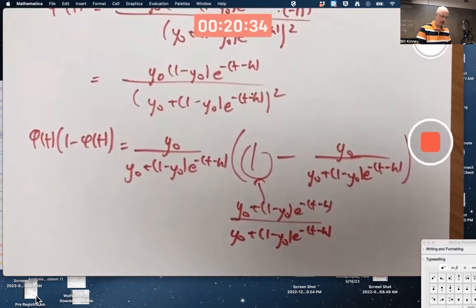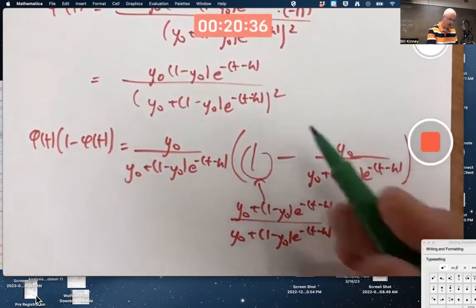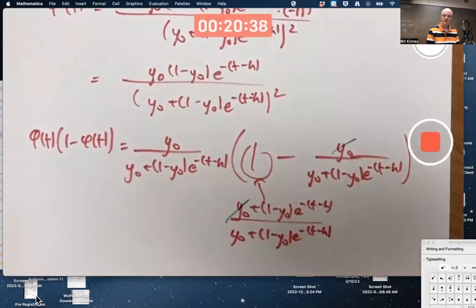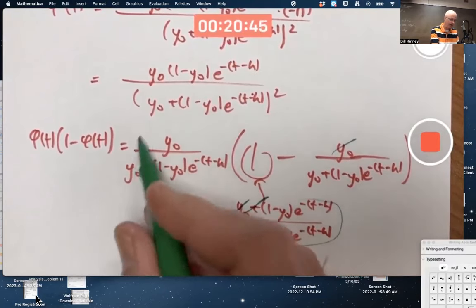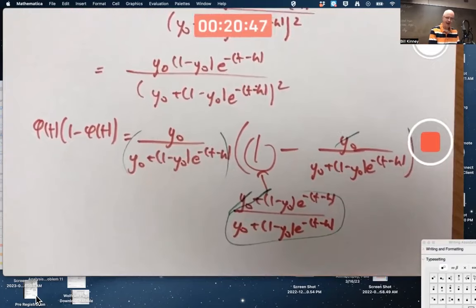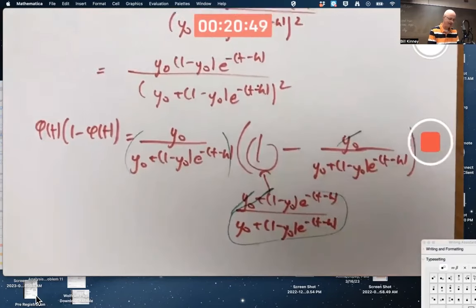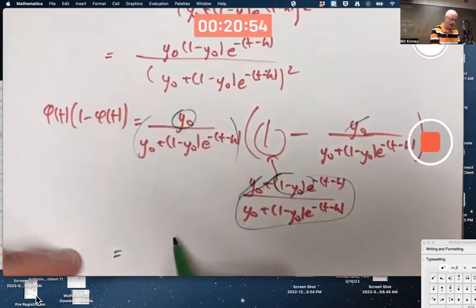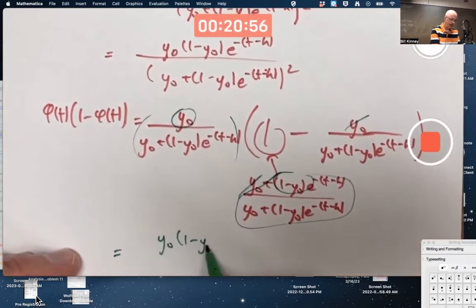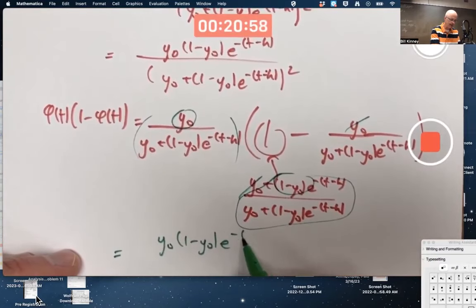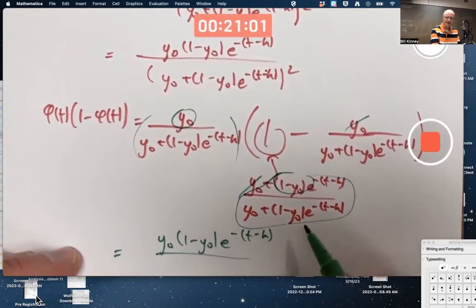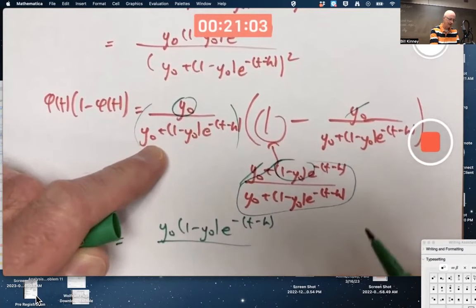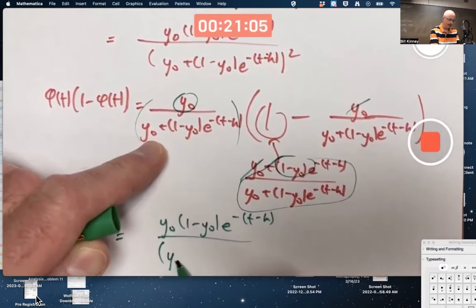The y naughts would cancel, right? You got to subtract the numerators. The y naught here and the y naught there will cancel. Yeah, we're almost done. What's left over gets multiplied by this thing and will give you this. You will get the same thing because you got a y naught and a 1 minus y naught on top, and this e to the negative, in parentheses, t minus h. And on the bottom, you've got the exact same thing in both fractions. So you multiply it by itself, you square it.